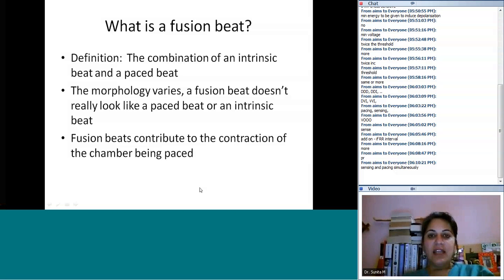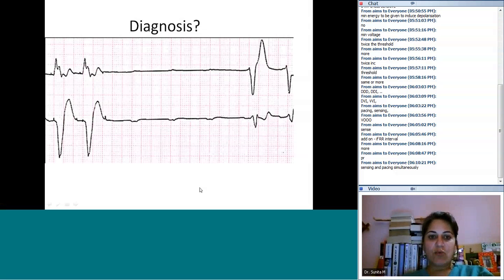Okay. Now we'll just do a couple of these. What is the diagnosis here on this ECG?